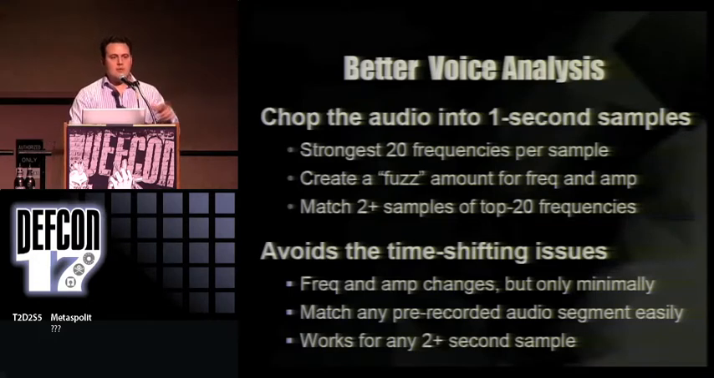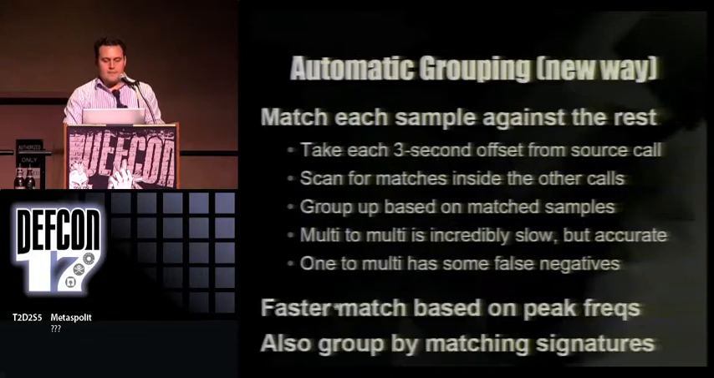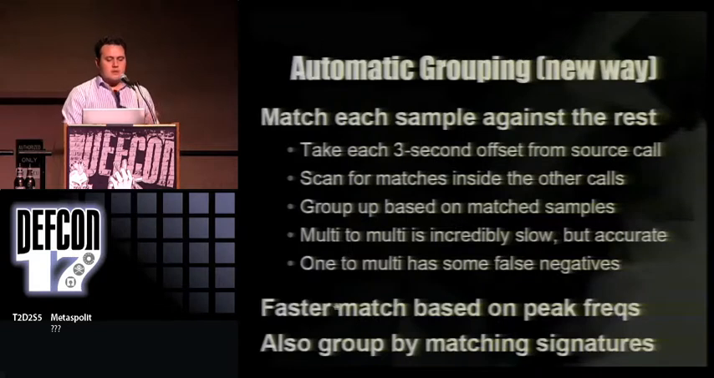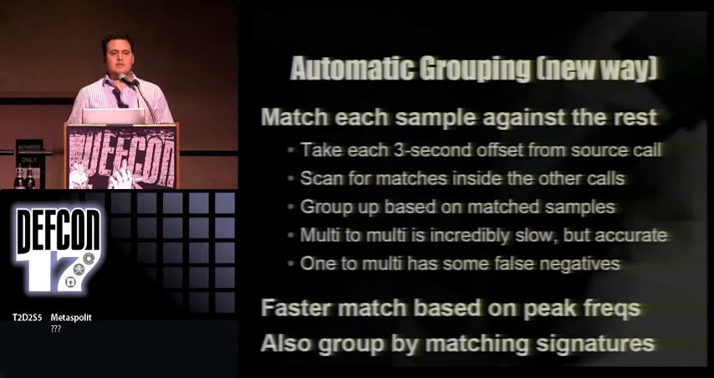You can always rerun your processing after you've done it the first time, each time you update your signatures. So you dial once and then keep tuning it to identify every single little bugger on the line. That works really well for any 2 second plus audio sample. Basically, we match every sample against every other sample, look at every 3 second offset from any source call, and you can create really neat one-to-many matches, really slow multi-to-multi matches, but you can automatically group lines that have similar sounding signatures inside of them.